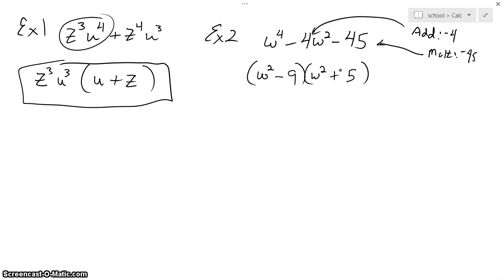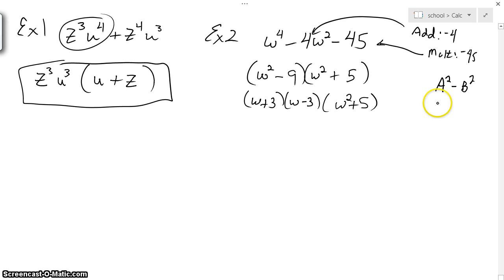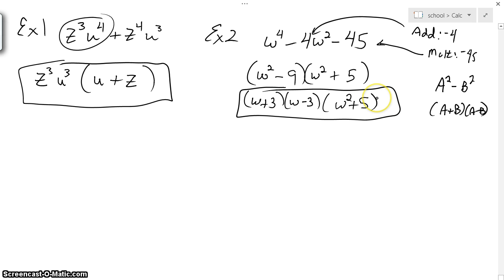However, whenever we have a difference of squares, a subtraction of squares, we can continue factoring that, and that would factor down to w plus 3 and w minus 3. You might remember the difference of squares factoring. A squared minus b squared will always factor into a plus b times a minus b. So that's as far as we can go. W squared plus 5, as soon as we see that addition in there, w squared plus a number, you can't break it down any further.